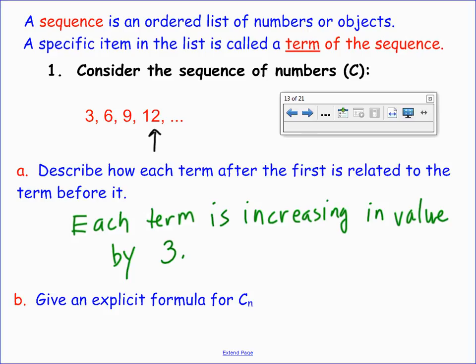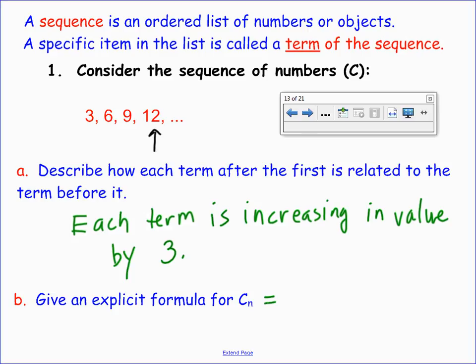Can we come up with a formula that gives us the value of the nth term? Well, I think so. I'm going to have n's in my formula, and when I'm plugging in n for the term number, it should spit out the term value. When n is 4, C of n is 12. When n is 3, C of n is 9. When n is 2, C of n is 6. Anybody have a potential formula they'd be willing to share with the class? What formula does it look like?